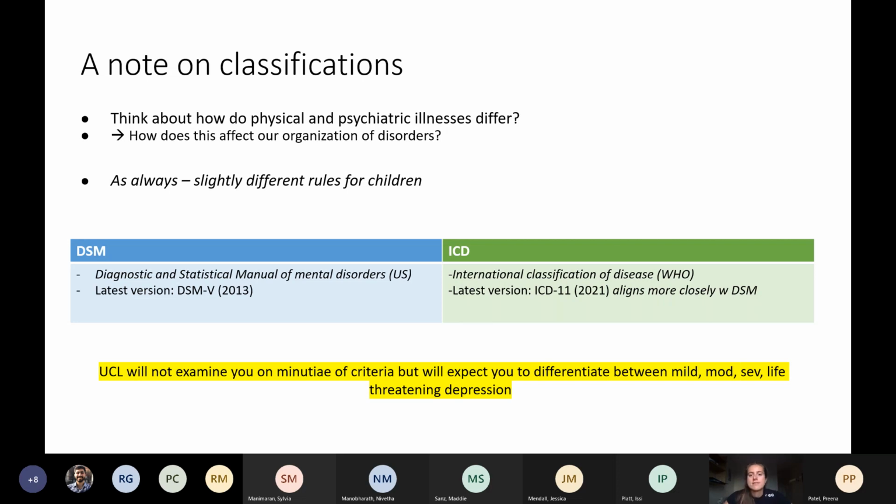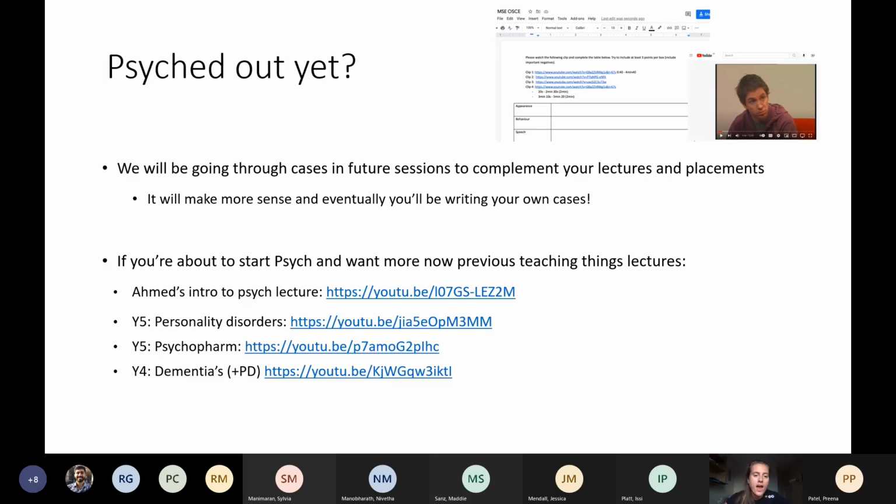So don't get bogged down by all of the different details. And if you see something from the DSM-4 and it looks slightly different from a presentation that you've just had, don't stress about it. It's like guidelines changing, just exactly the same as in psychiatry.